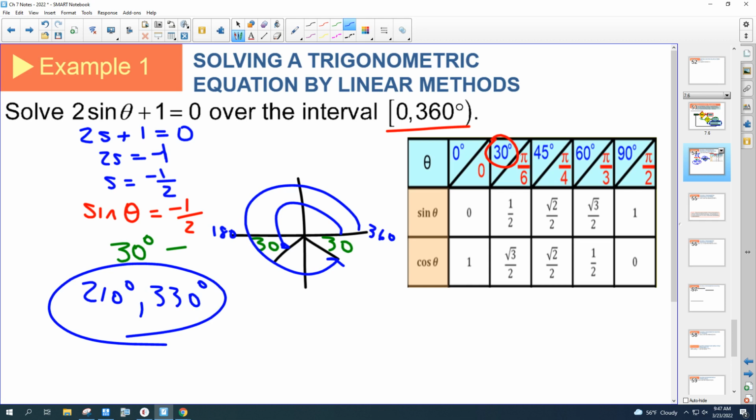There are two answers to that problem. And there we go. I like that problem. It's pretty basic, but you've got to be able to get that. One variable, you isolate.